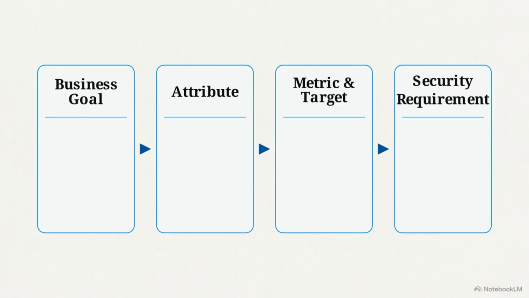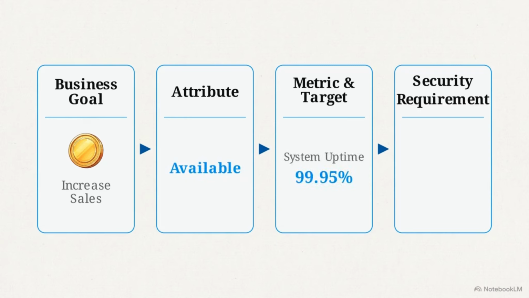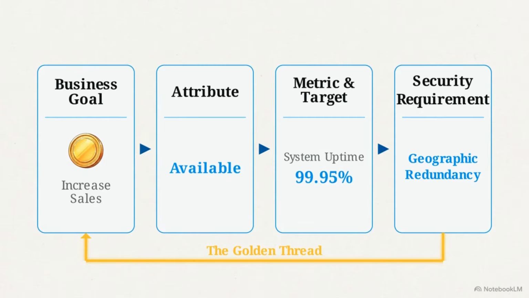For example, if a retail company wants to increase sales, we translate that goal to the attribute available. We set a metric for system uptime with a target of 99.95%. To hit that target, the architecture requires geographic redundancy. The technical design now supports the sales goal directly.